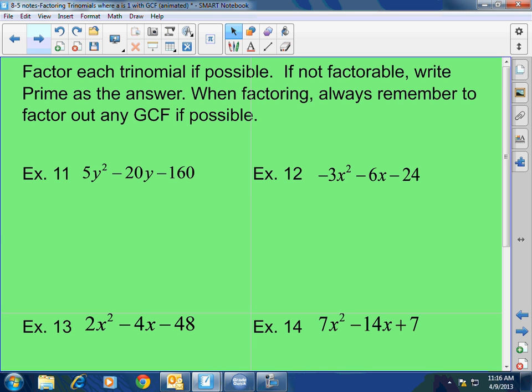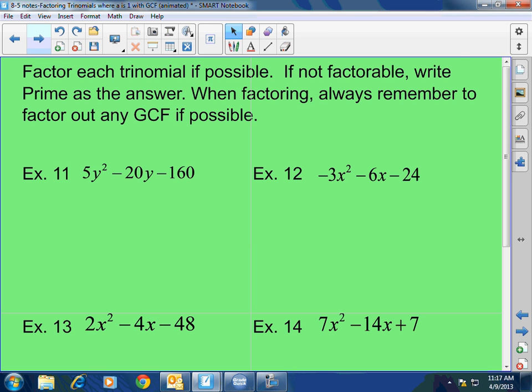I'm giving you a little hint, though, here, guys. When factoring, always remember to factor out any GCF if possible. Whenever you're factoring, whether it be a binomial, a trinomial, or a polynomial with many terms, before you start using really heavy factoring methods on it, always, always, always factor out the GCF first, if possible.